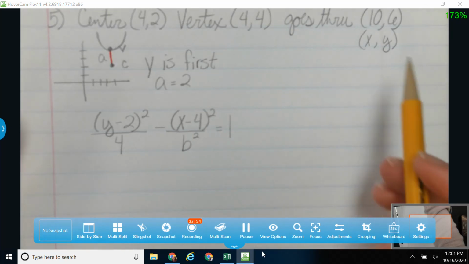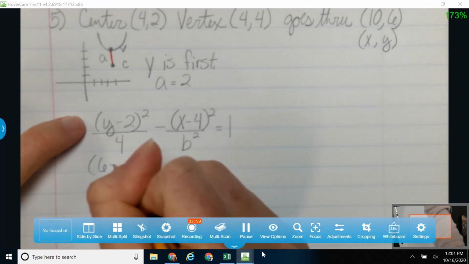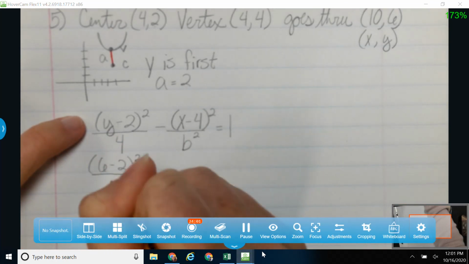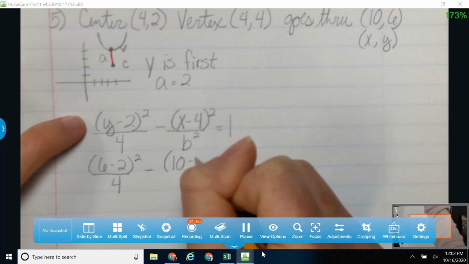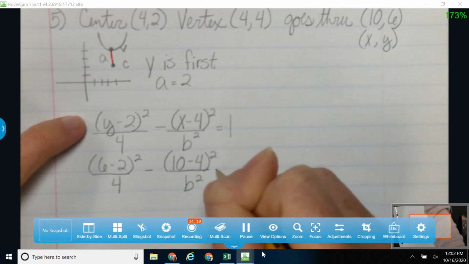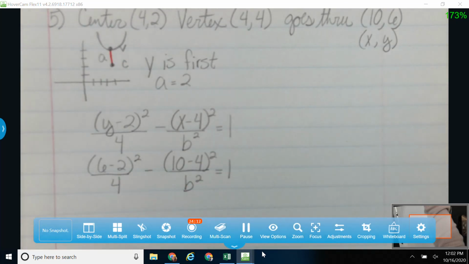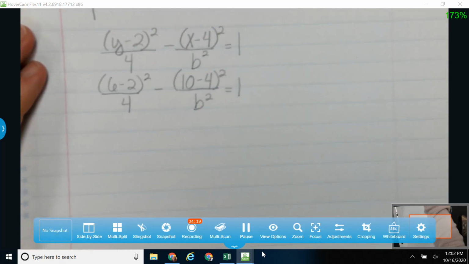Now be careful because they're opposites, so y needs to go first. So I'm going to have (6 minus 2) squared over 4, and I'm going to have (10 minus 4) squared over b squared is equal to 1. Be very careful with the algebra. Most years when I see mistakes, it's algebraic mistakes. So be very careful with the algebra here.